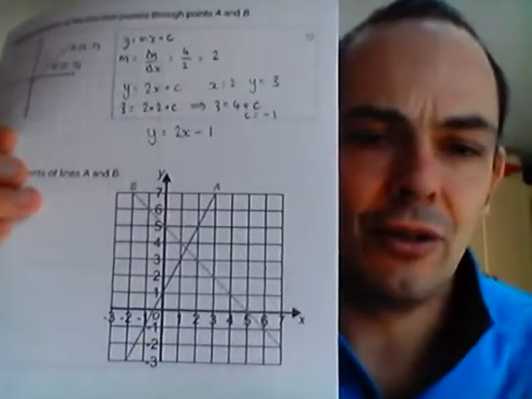Question 2 was find the gradients of the lines A and B. So here you've got a picture, with 2 different lines. Remember, we do that by doing a right angle triangle, keeping to the squares, making life as easy as possible for ourselves, making the triangles as big as we can, just because that makes life easier.